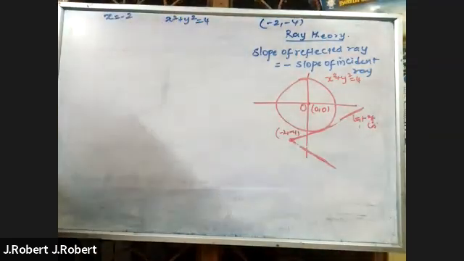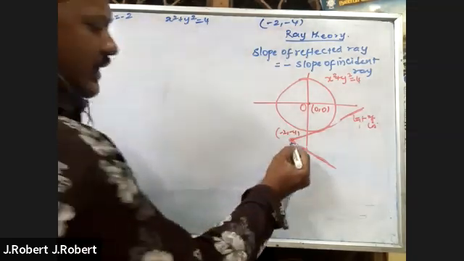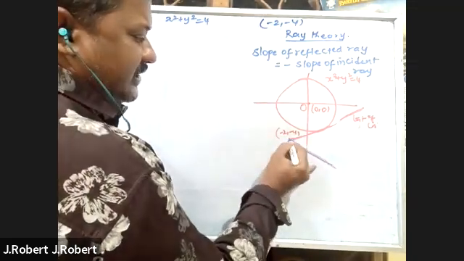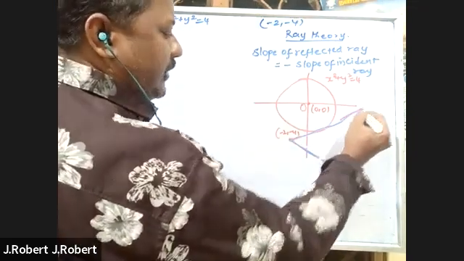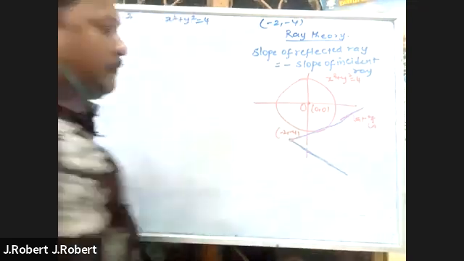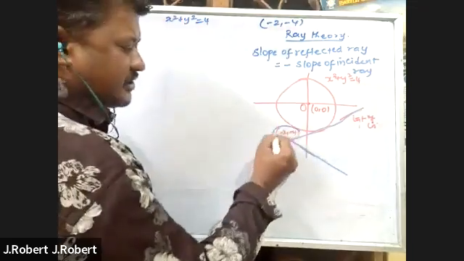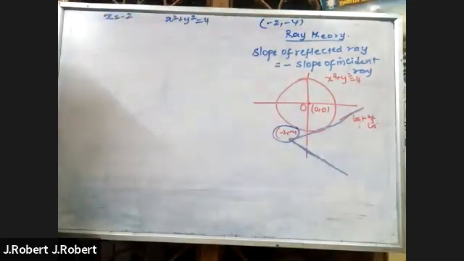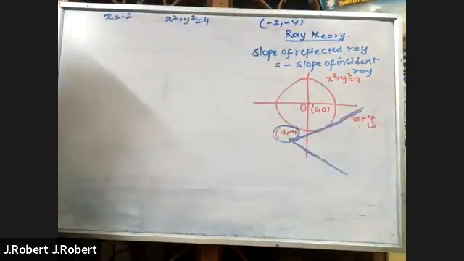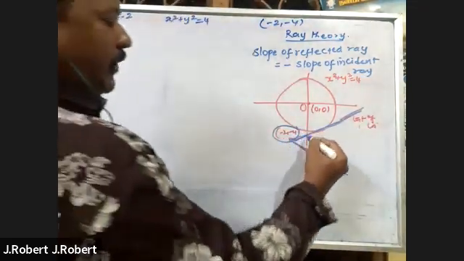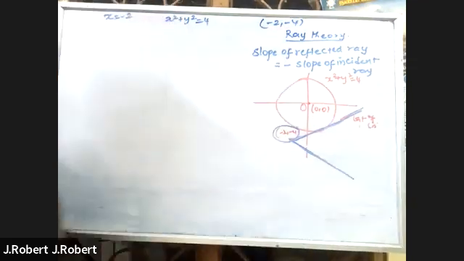Now we have to find the equation of the incident ray. Listen here. This is called the reflected ray, and this is called the incident ray. The incident point is clearly given. So first of all, you find the equation of the tangent. Then we can find the equation of the incident ray automatically.